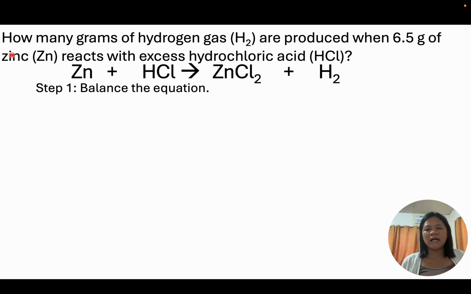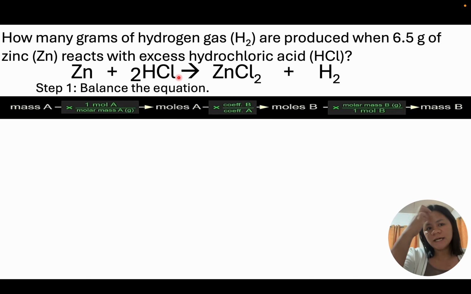So of course, the first thing we do is to balance this equation. Zinc is already balanced, as you can see, 1 and 1. Next is the hydrogen. Hydrogen here is 2, here it is 1. So we need to add 2 right here. Looking at the chlorine, it is already 2 right here, since we put a 2 for the sake of hydrogen, but it affected the chlorine as well.